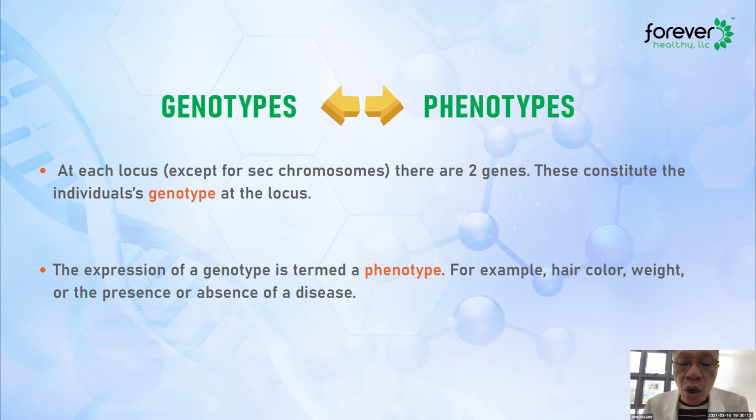The hair, the color of the hair, the weight, or the presence or absence of a disease is what you call the phenotype. So once already seen or once expressed, it is already what you call phenotype. But the genes comprising that particular phenotype is called genotype.